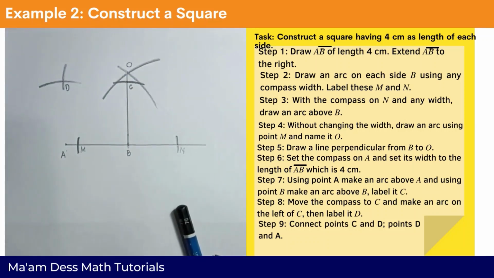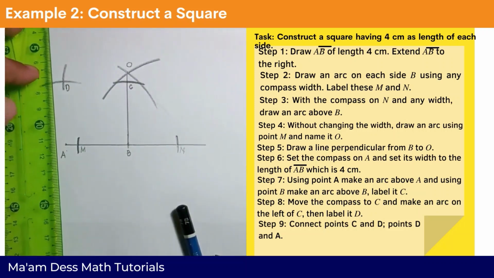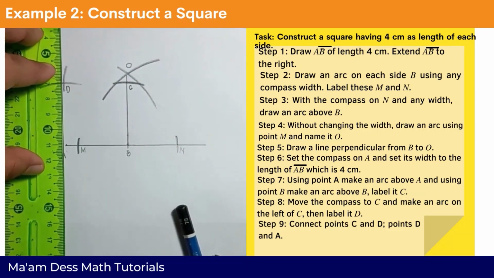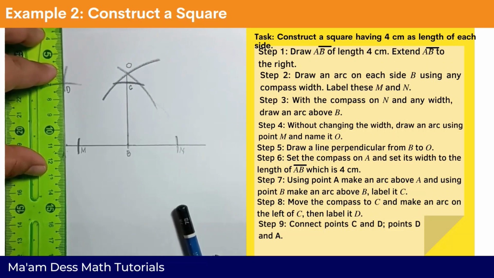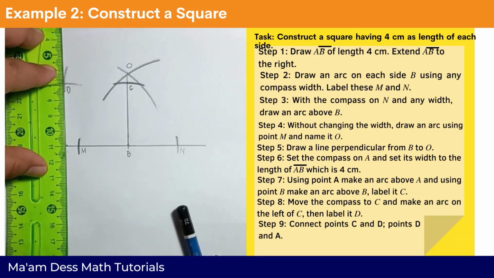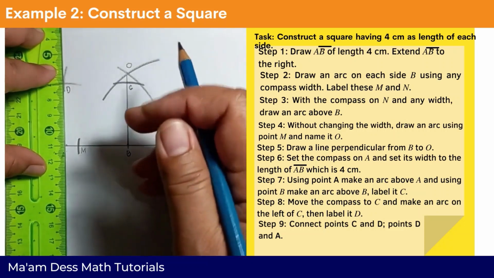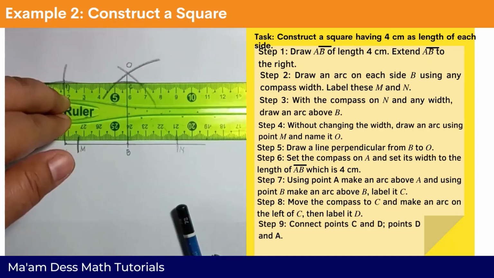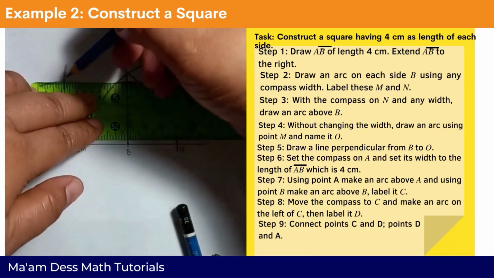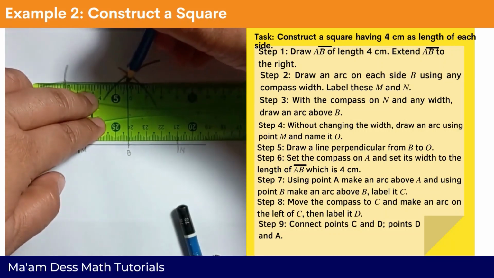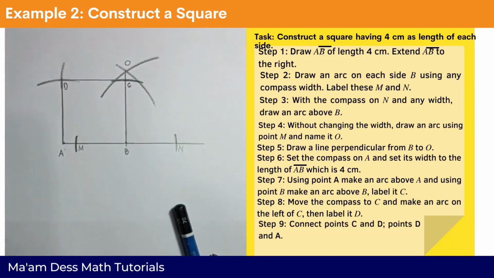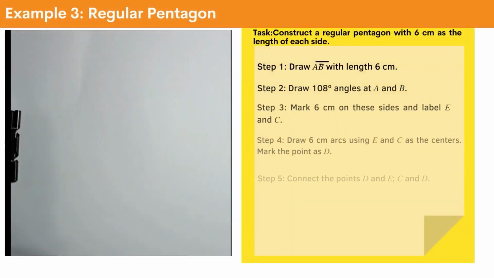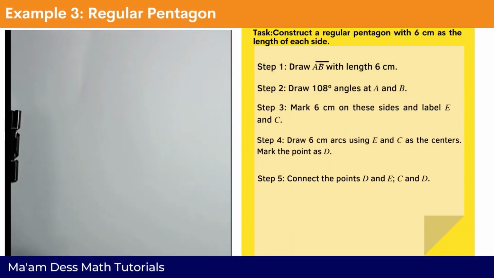And now connect line segment AD, okay, and connect line segment DC. And here is now our square. Construct a regular pentagon with 6 cm as the length of each side.